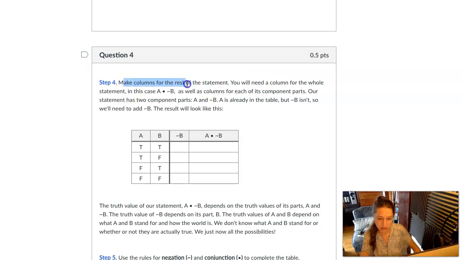Next, we make columns for the rest of the statement. You will need a column for the whole statement, in this case, A and not B. But we can't cut not B out of it and go straight to this, because we need to know the value of not B in order to figure out the value of the whole thing. So we're going to put not B in its own column. Now we need to know its parts in order to calculate not B, but its part is an atomic statement and it's already in here. So the final statement we're actually interested in is in the table, and every part of that statement is also already in the table.